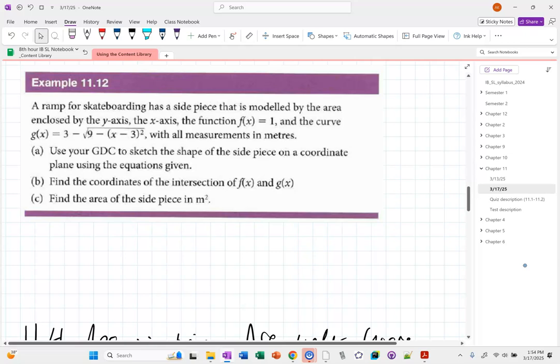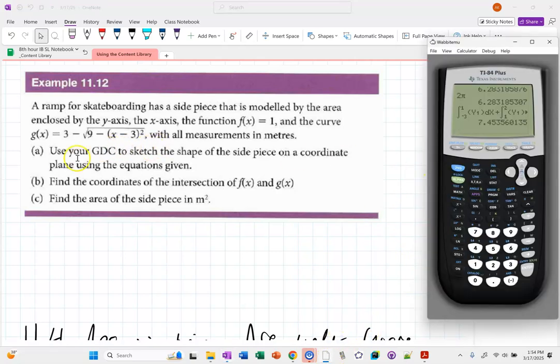All right, let's take another example. So here's kind of a story problem. It says a ramp for a skateboard has a side piece that is modeled by the area enclosed by the y-axis, the x-axis, the function y equals 1, and the curve g of x equals yada, yada, yada, with all measurements in meters. Okay, use the GDC to sketch the piece.